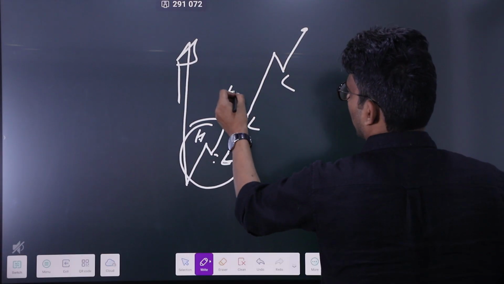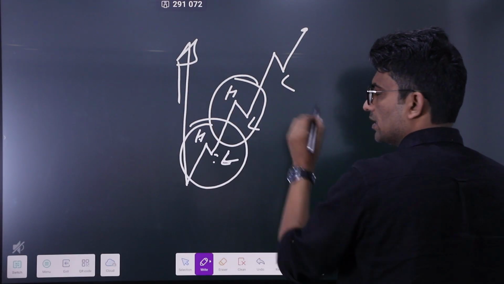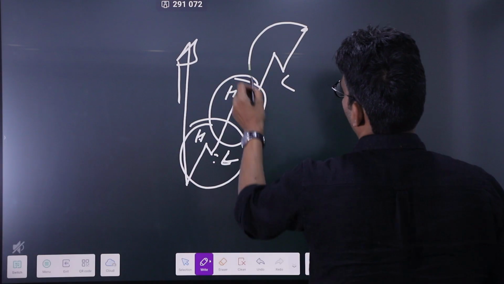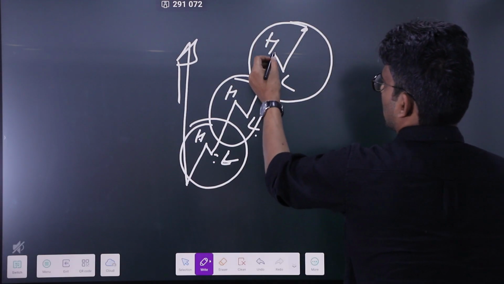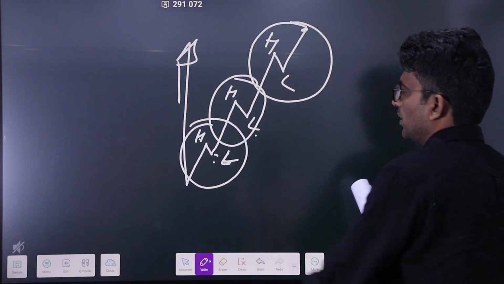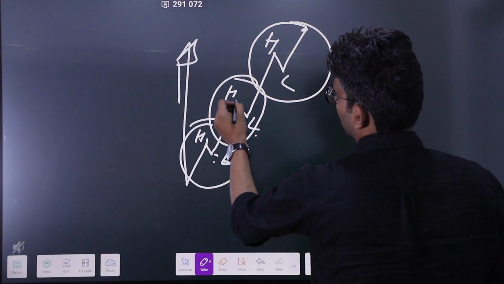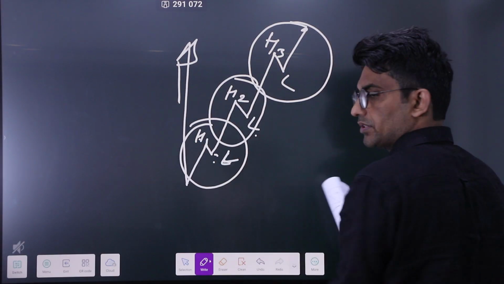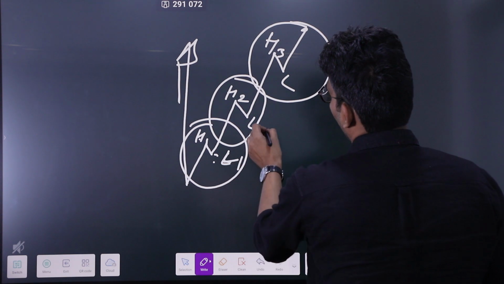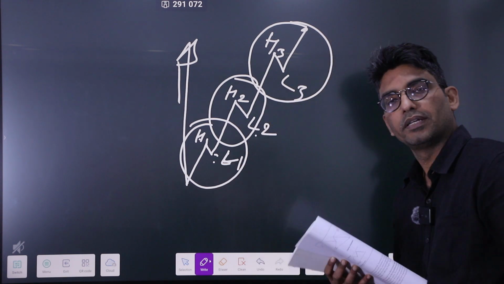This is the lowest point. In this sequence of movement, this is the highest point that you see. This is the lowest point, and in the sequence of movement, this is the highest point. This is the lowest point. So it is making a combination of it. I can call it H1, H2, H3, and L1, L2, and L3.